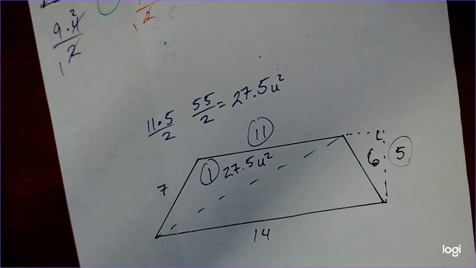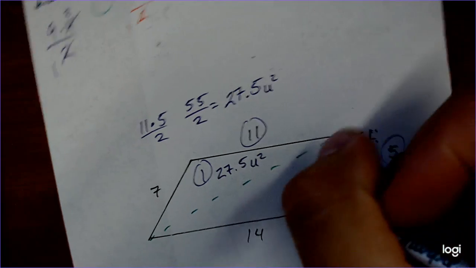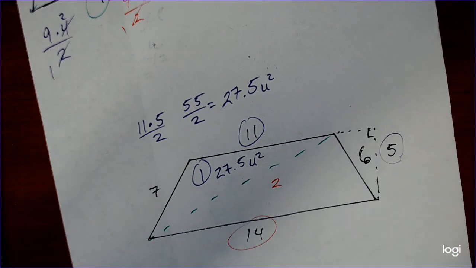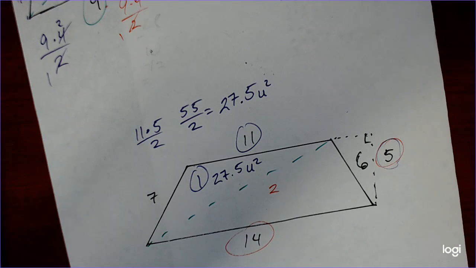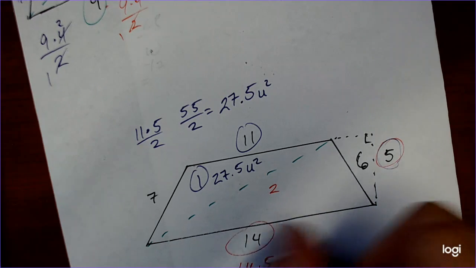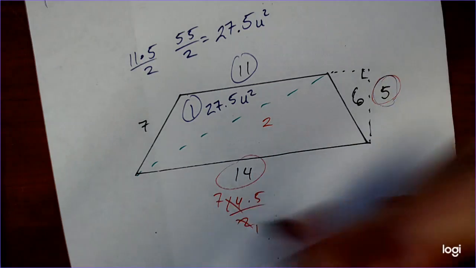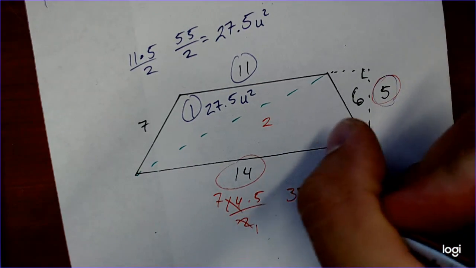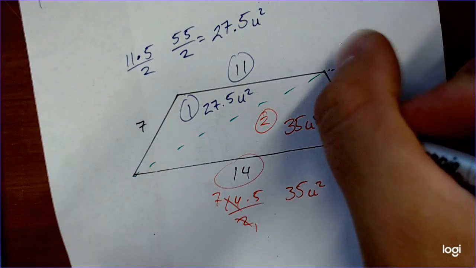Next, I would have to do the same thing for the other triangle, triangle number 2. So for triangle number 2, I see the base is 14. The height is again going to be 5. That's one thing they share in common. They're always going to have the same height. So then I'll do 14 times 5 divided by 2. Hey, 2 and 14 cancel into 1 and 7. 7 times 5 gives me 35 units squared. So now I've got, for triangle 2, 35 units squared.